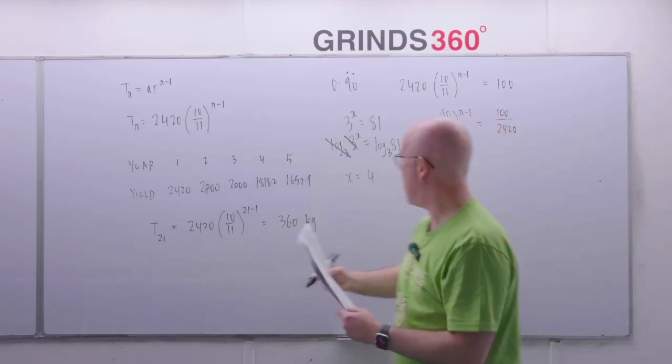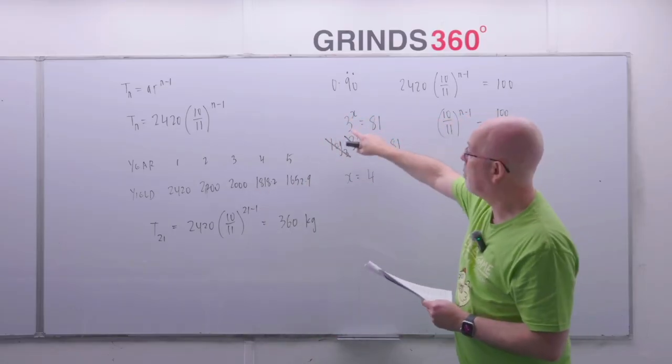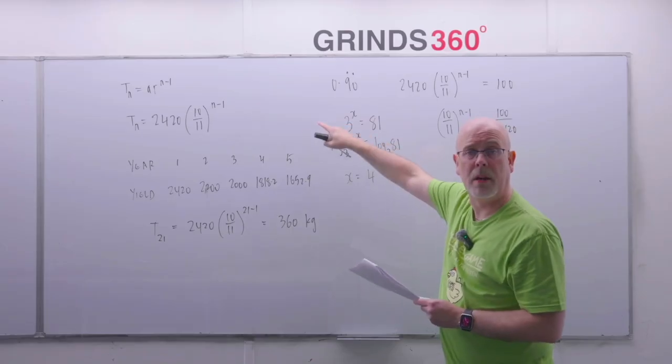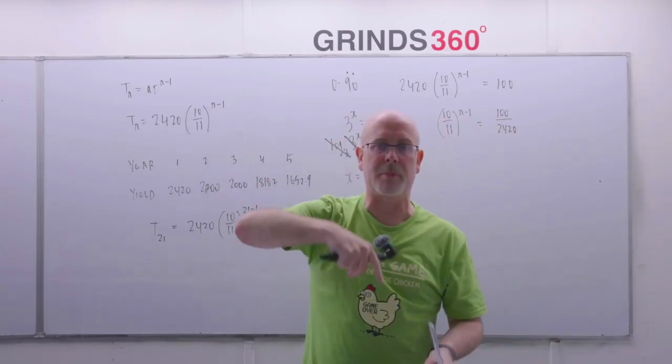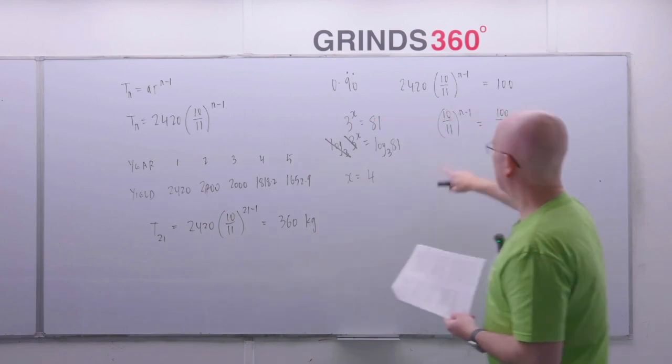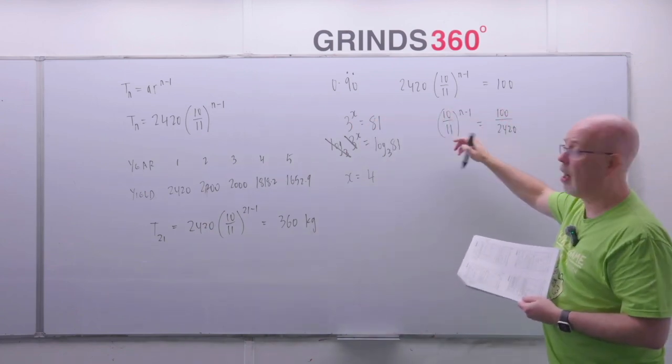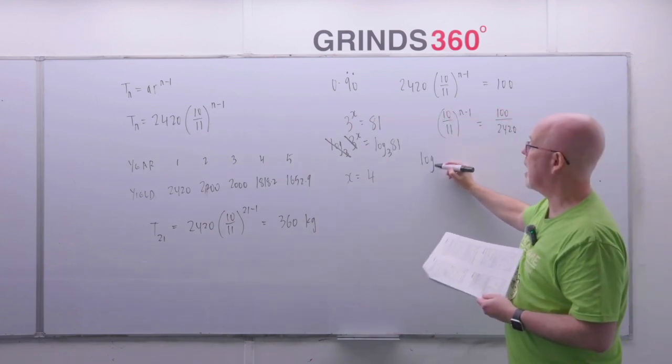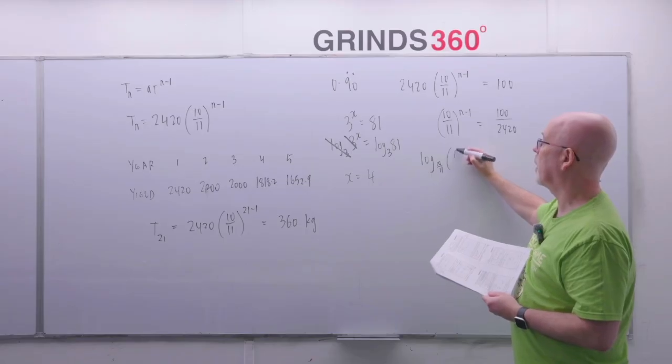So to get rid of a power like this, you use a log, but it has to be log to the base that number. So to get rid of 10 to the power of, I'll use log to the base 10. To get rid of 5 to the power of, I'll use log to the base 5, right? So to get rid of 10 over 11 to the power of, I'll use log to the base 10 over 11.